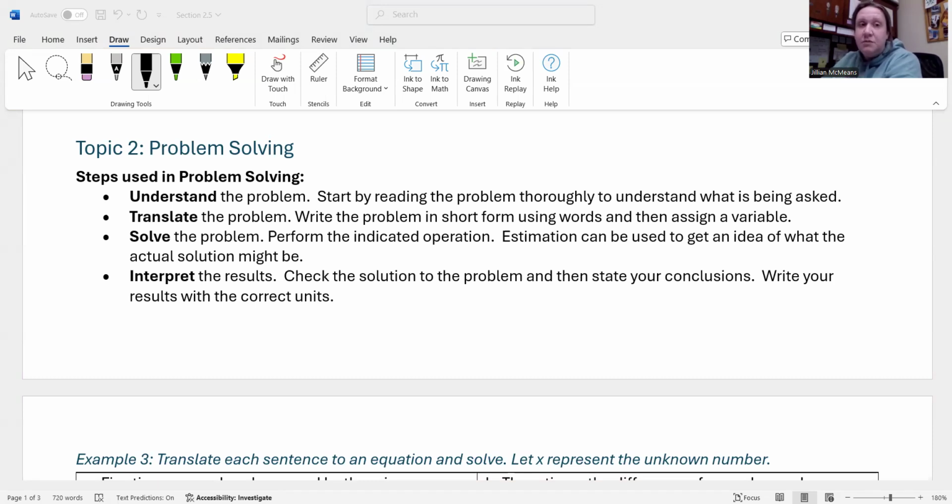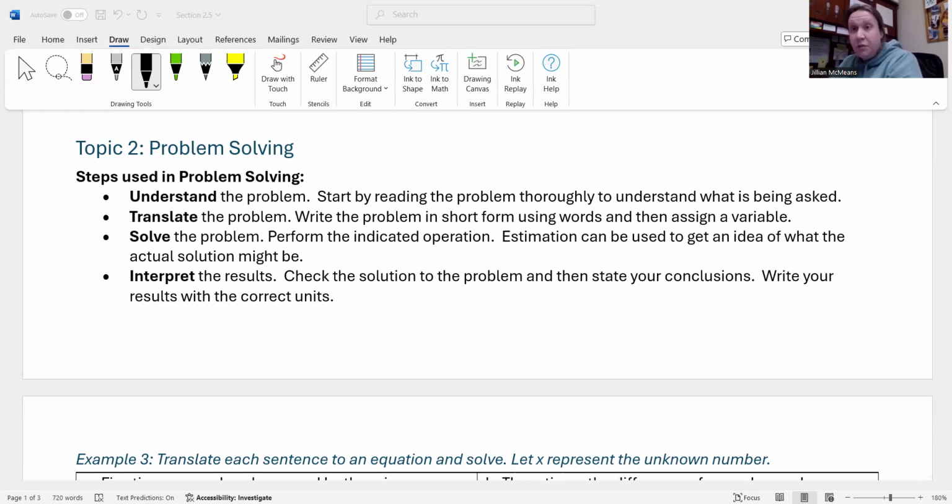Translate the problem. Sometimes when it comes to translating the problem, this can be a multi-step process. You sometimes will take the word problem and you'll just condense it down. Like you take out all that extra stuff that you don't need. So you'll start by kind of writing an equation, but almost in words, and then you take that very simple statement and then convert it to the actual equation. Okay. So the translate part can be involved. Okay. So it says translate the problem, write the problem in short form using words, and then assign a variable. Okay. So again, translate can be a couple of steps. Convert it to a really condensed short statement using words, then convert those words to the equation.